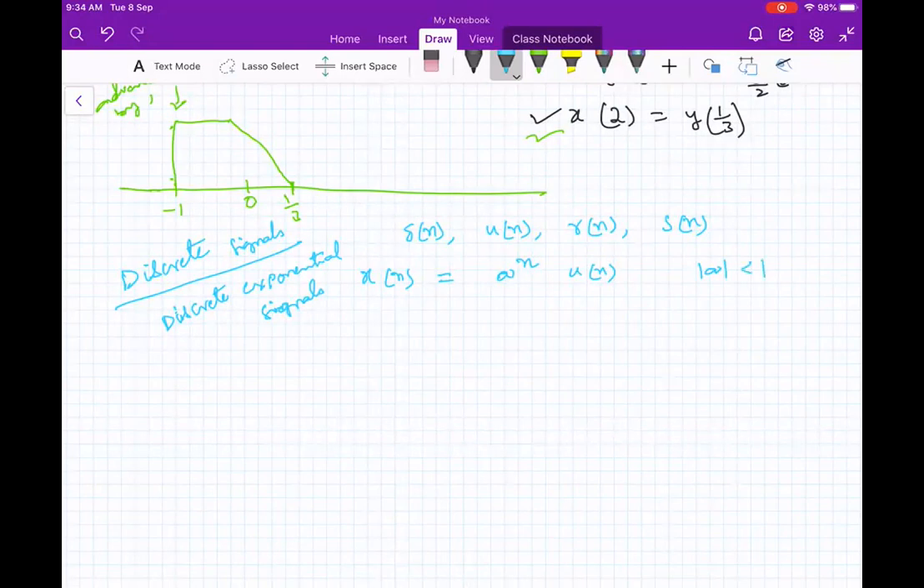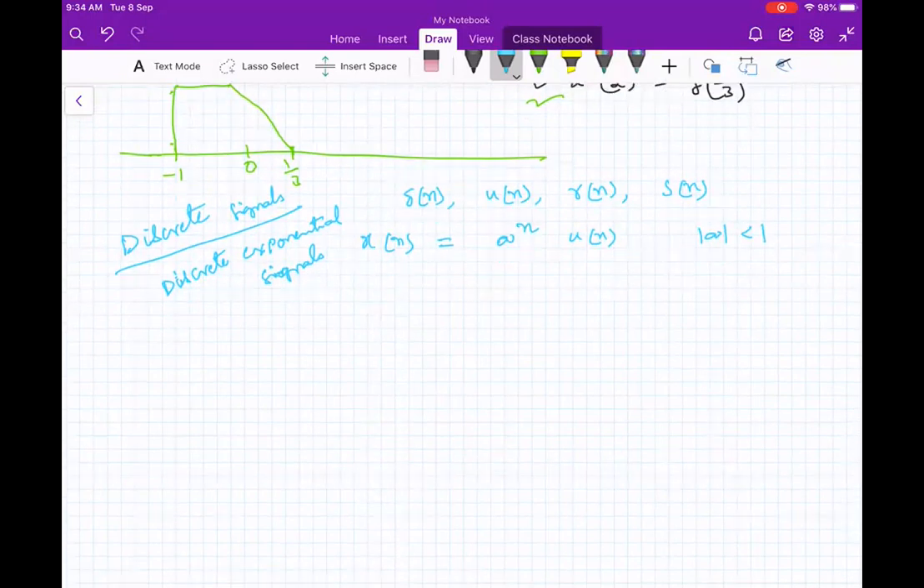Now I am assuming that a is also real here, so it becomes a real exponential. If a is complex, then it becomes a complex exponential. We would also wish to have a combination of exponential signals and sinusoidal signals. How do we write it? a power n, or say I will consider the complex case, complex exponential.